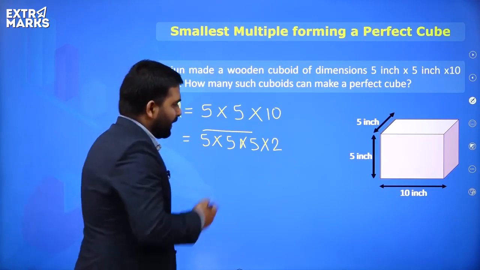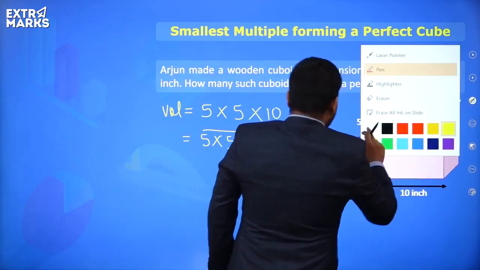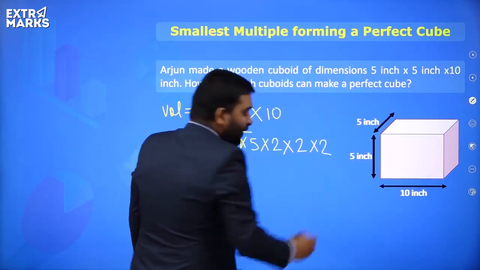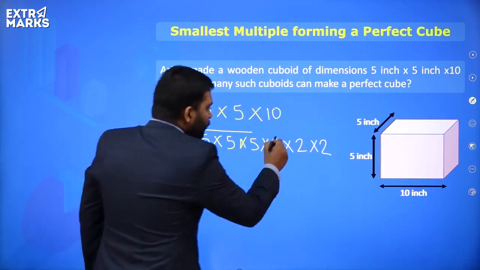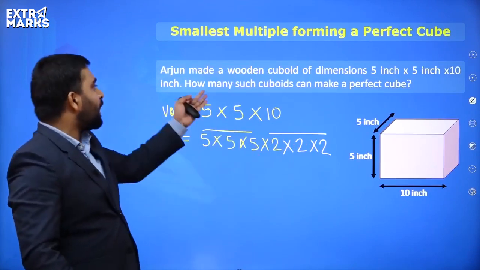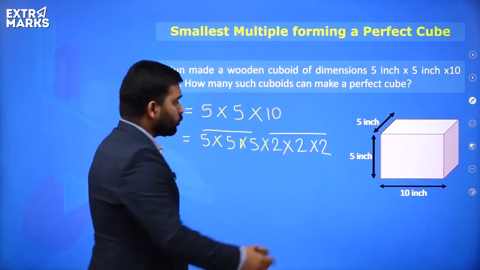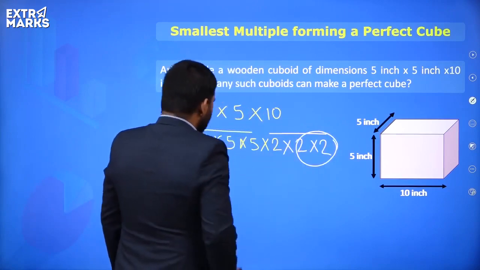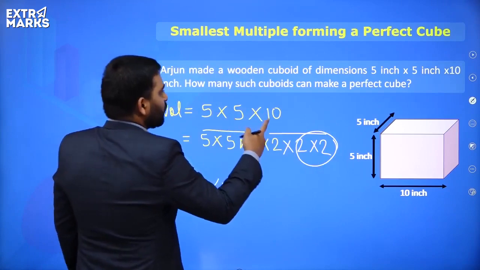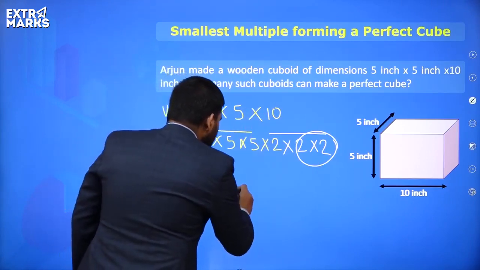So everyone, understand now. If we multiply by 2 by 2, everyone, it will form a perfect cube now. Correct? So what extra we have multiplied is the answer. How many such cuboids can make a perfect cube? So we have multiplied these numbers. So we can say 4 such cuboids can make a perfect cube. 4 such cuboids.